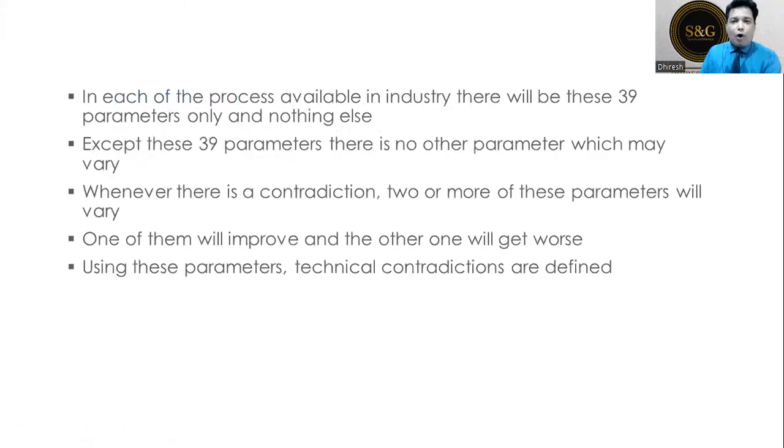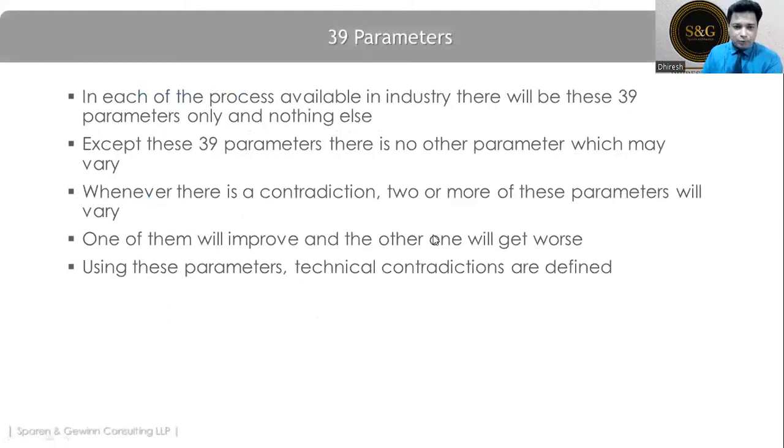So after you have all these 39 parameters, in each of the processes available in industry, there will be these 39 parameters only and nothing else. That's what Altshuller says. Except these 39 parameters, there is no other parameter which may vary. Okay, these are the only variable parameters. Whenever there is a contradiction of two or more of these parameters, parameters will vary. Okay, one of them will improve and the other will get worse. Okay, and using these parameters, technical contradictions are defined.